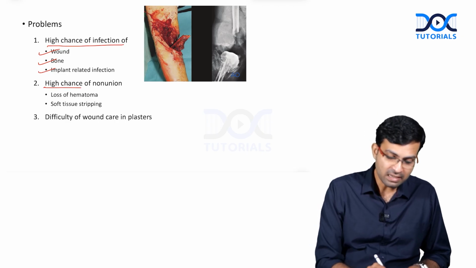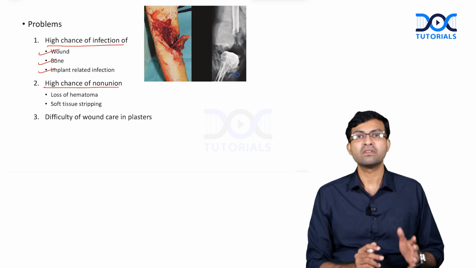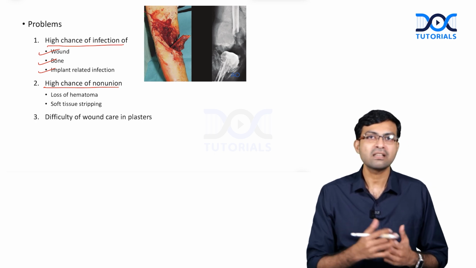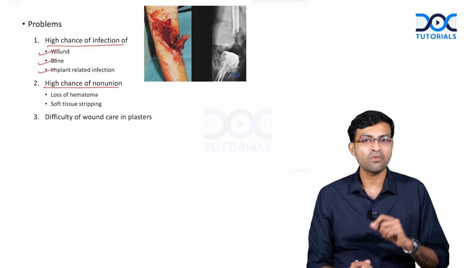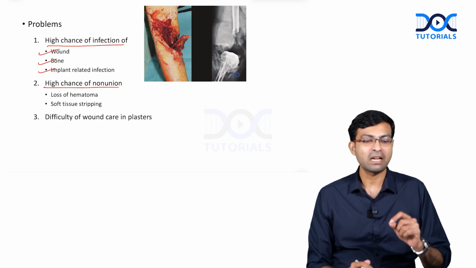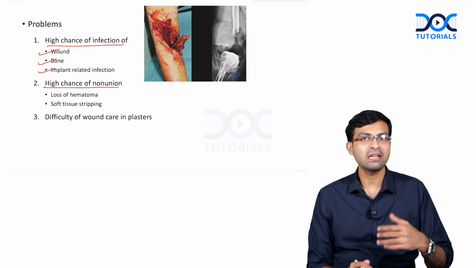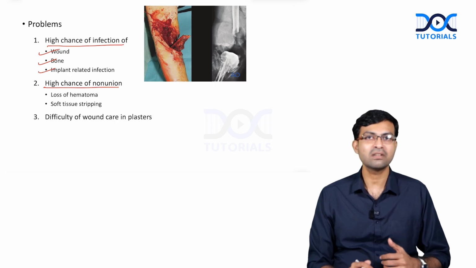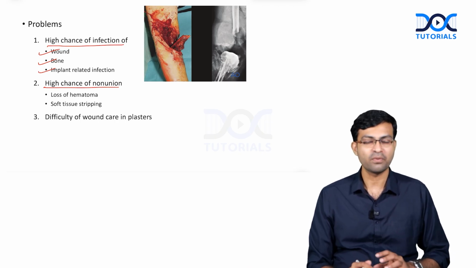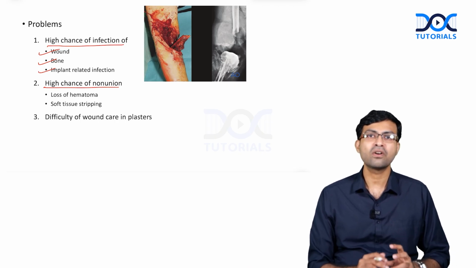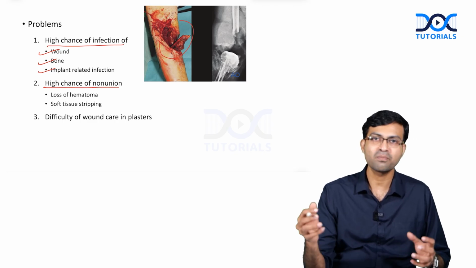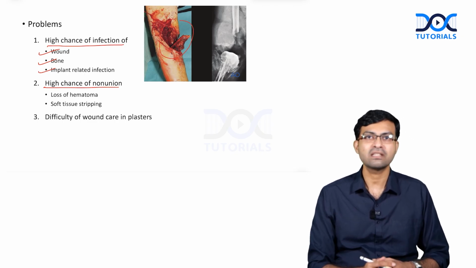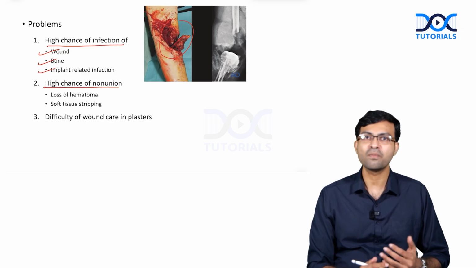Then there is going to be a high chance of non-union. Why? First of all, there is loss of the fracture hematoma, isn't it? We know that the first step in fracture healing is the formation of the fracture hematoma. The fracture hematoma is formed, but that is immediately lost to the outside, because it is open to the outside environment. And second, there is usually a lot of soft tissue stripping. All the soft tissue attachments which bring in blood supply from the outside are lost in open fractures. Again, this will compromise healing.